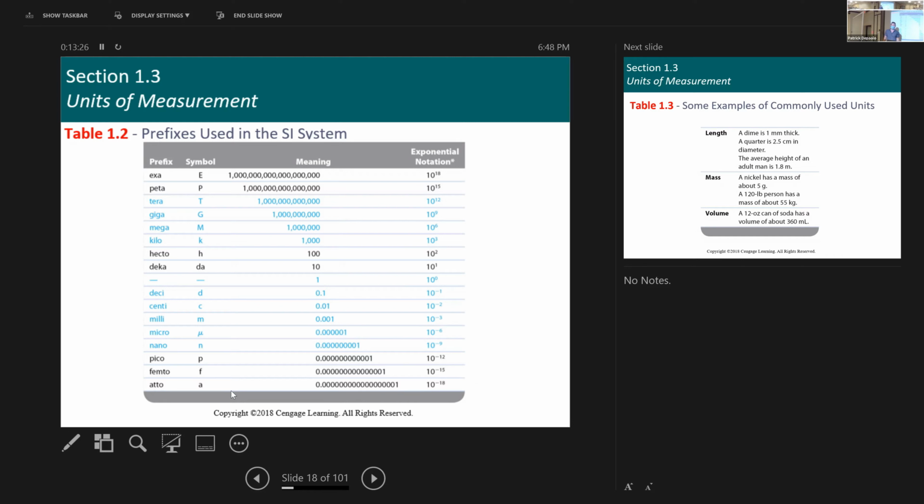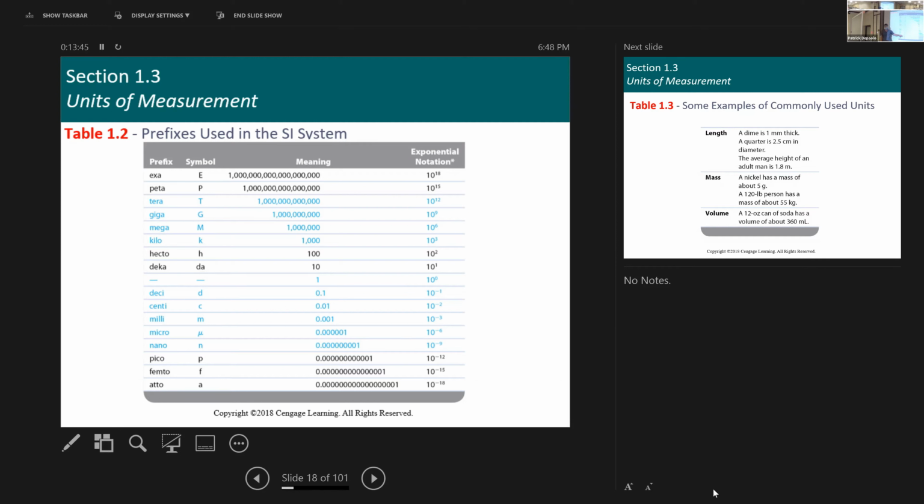It'll be like 20 or something, 30. That's even too heavy, maybe 15. So in order to scale up or scale down these numbers, to make them tangible and relatable to us and easy to work with mathematically, we need to understand these prefixes.